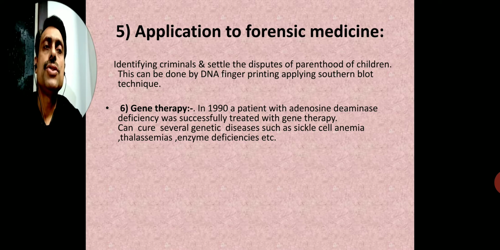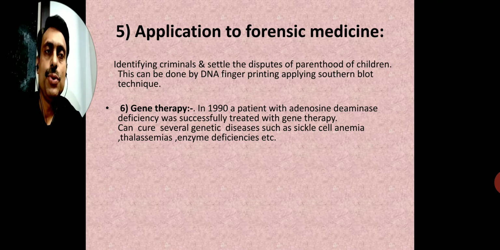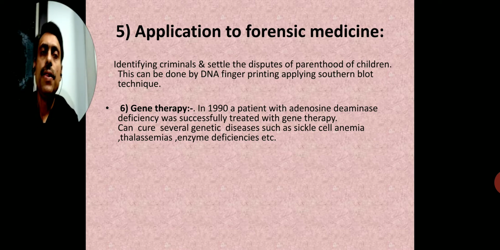Then applications in forensic medicine, to identify criminals, to settle disputes of parenthood of children, DNA fingerprinting, applying the Southern blot technique. Then most important is gene therapy. In 1990, a patient with adenosine deaminase deficiency was successfully treated with gene therapy. Gene therapy can cure several diseases such as sickle cell anemia, thalassemias, enzyme deficiencies. So we can use this technology in gene therapy.